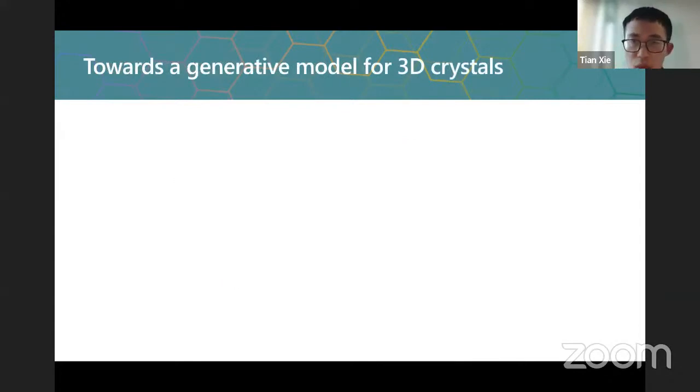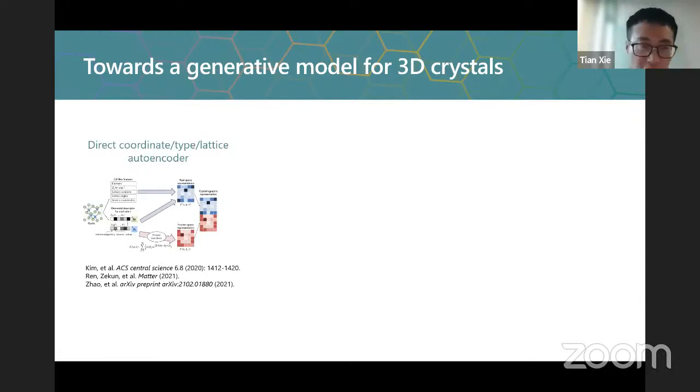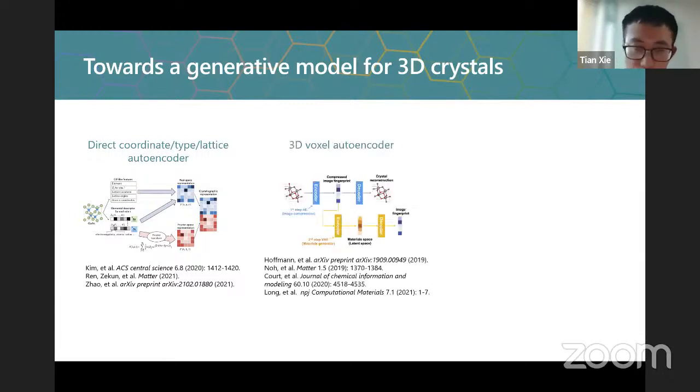There has also been a line of work that really tries to develop a universal generative model for 3D crystals. This can be summarized into the following three types of approaches. The first is the direct representation of materials, using the three lattice vectors, atom types, and coordinates, to just encode this as a big matrix to represent the material structure. The second idea is to represent the material structure as 3D voxel images and build an autoencoder around this. But one limitation of these approaches is that they both lack the symmetry invariances required for materials. For example, you don't have rotational invariance, and you don't have permutation invariance in many of these approaches.